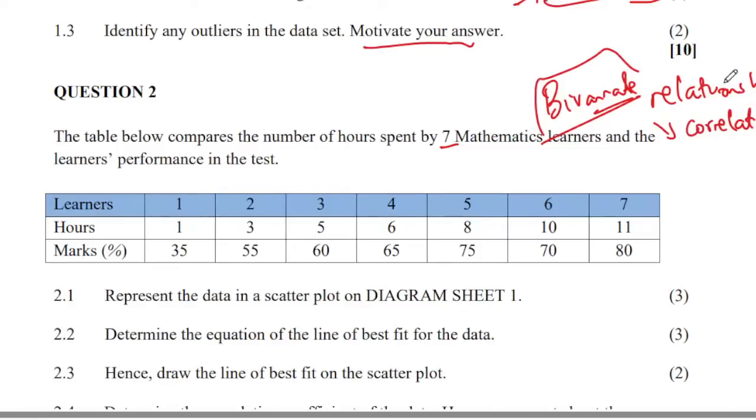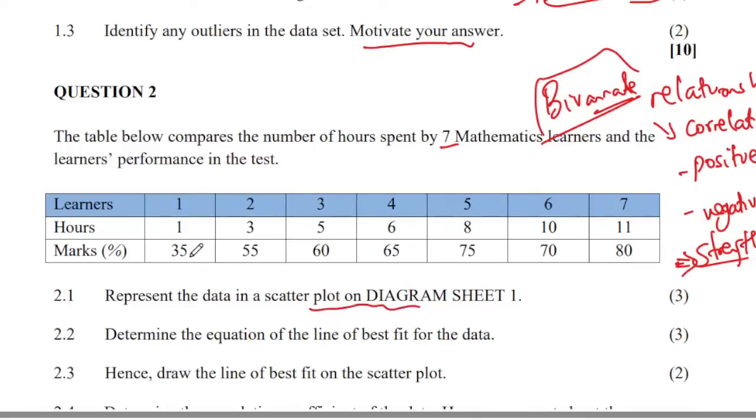Remember, under correlation, we have different types: the positive correlation, and then we also have the negative correlation. And then under this, we also need to deal with the strength. Is the relationship strong enough? Under what values of R, because R represents the value of correlation, or the correlation coefficient. In this case, they want you to represent the data on a scatter plot.